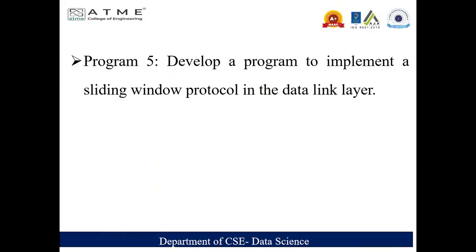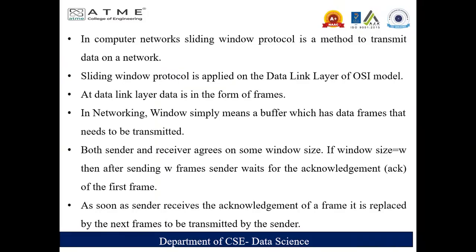So the next program that we are going to discuss is program 5, that is developing a program to implement a sliding window protocol in the data link layer. So first of all, what is this sliding window protocol? Sliding window protocol is a method to transmit data on a network. It is applied in the data link layer of the OSI model in order to transmit the data. Here in the data link layer, all the data will be in the form of frames.